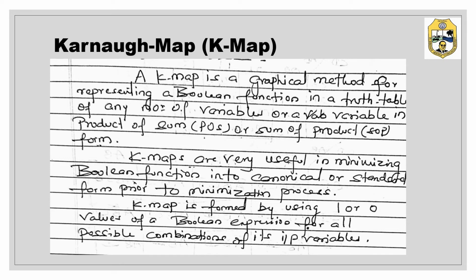Then next is the Karnaugh map. It is also called the K-map. A K-map is a graphical method for representing a Boolean function in a truth table of any number of variables, in product of sum form or sum of product form. K-maps are very useful in minimizing Boolean functions into canonical or standard form. Due to this K-map, the minimization process becomes much easier as compared to solving the expressions.